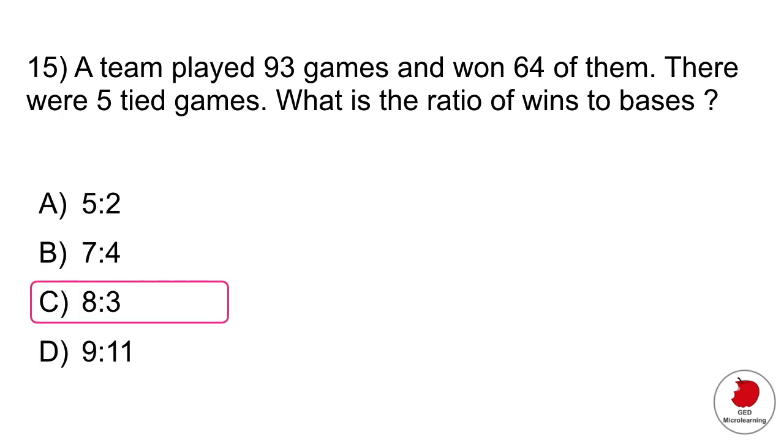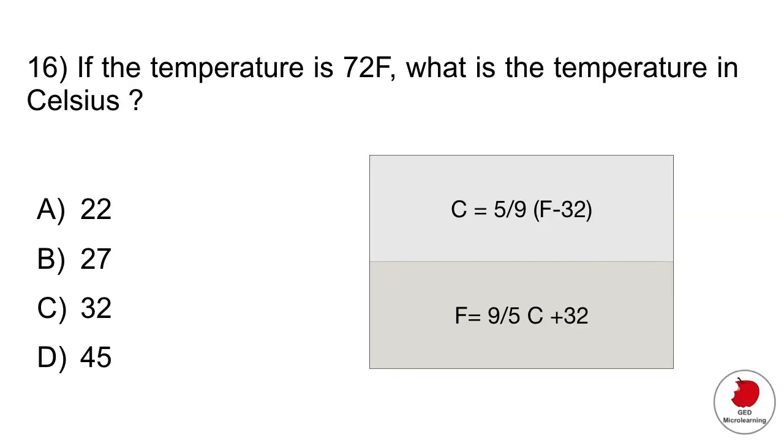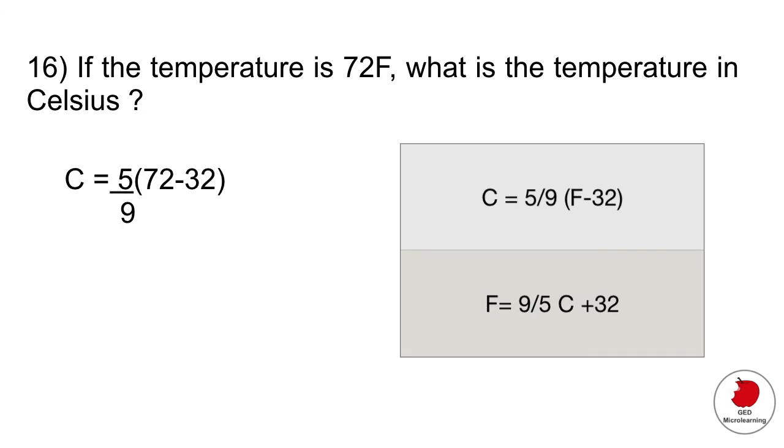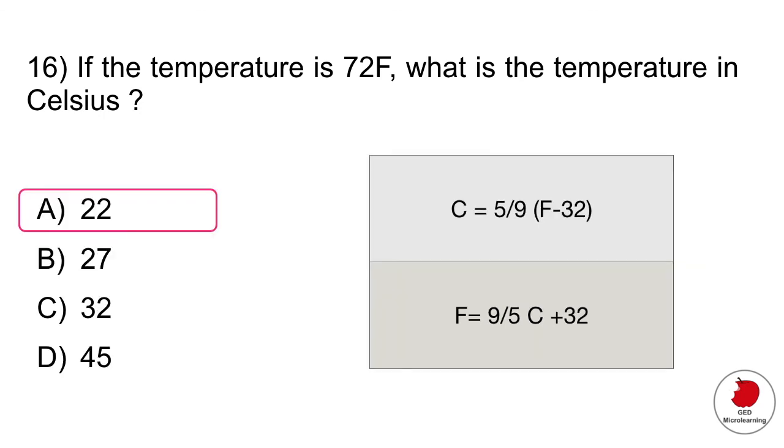All right, so we're going to move on to the next section, which is algebra word problems. The first question asks you to change a temperature from Fahrenheit to Celsius. This is actually pretty straightforward. All you have to do is take that temperature that they're giving you in Fahrenheit and introduce it into that formula there on the top right. When you do that, you end up with a temperature of 22 degrees centigrade, which is option A.